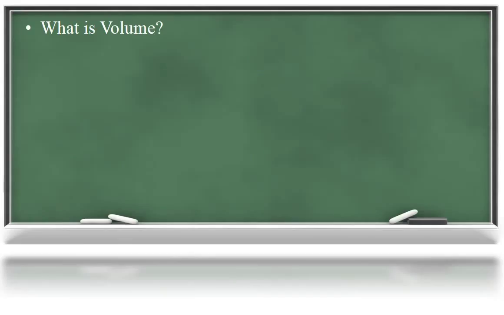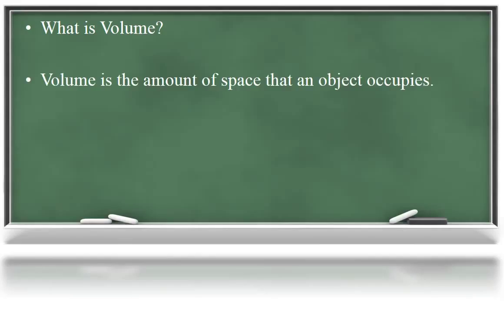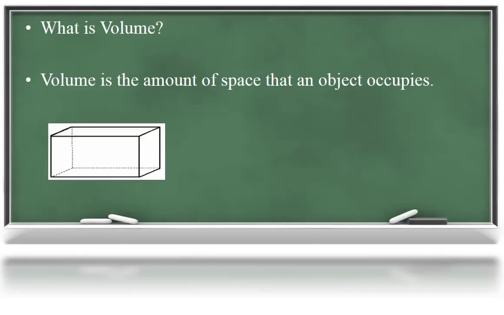The first thing that we want to cover with students in 5th grade is an understanding of what volume is. Volume is the amount of space that an object occupies. Our math students will specifically be finding the volume of rectangular prisms and figures composed of rectangular prisms. We might ask our students how they could determine the amount of space that is occupied by this box.